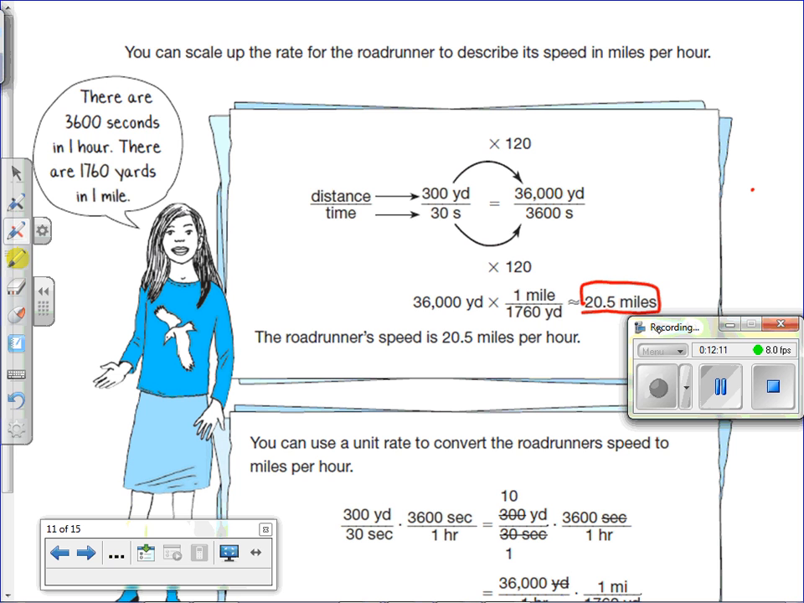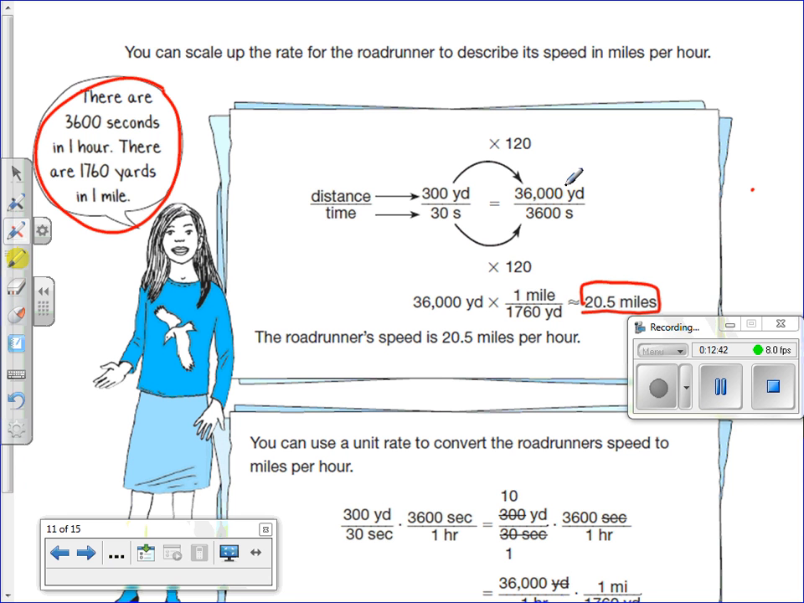We multiplied this 30 by 120 because we know that there are 3,600 seconds in 1 hour. So again, we're trying to get that unit rate. We're trying to see how far they would run in 1 hour. So if I multiply by 120 on my denominator, I have to do the same thing on my numerator. So in order to get that 1 hour on the denominator, I have to multiply by 120. So then there again, I would have to do 300 by the 120 to get the 36,000 yards that this Roadrunner would run.